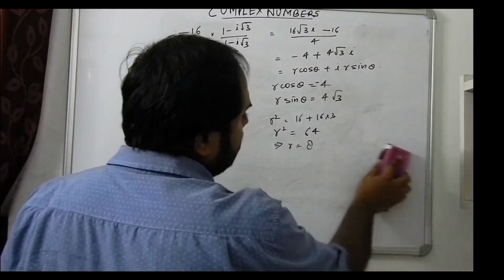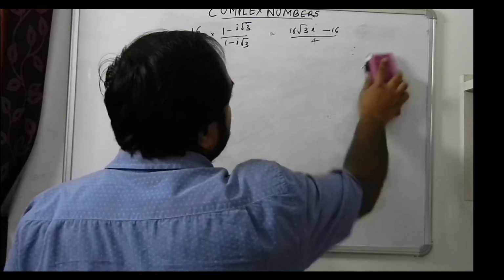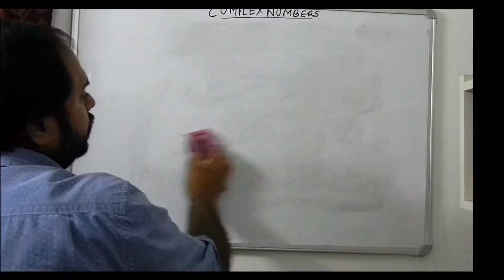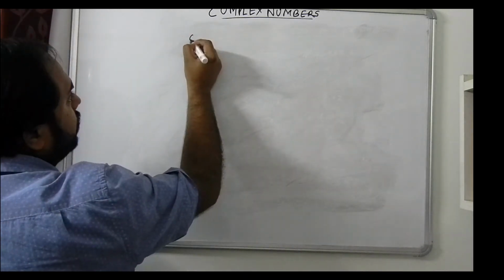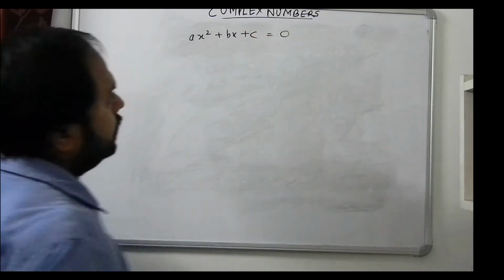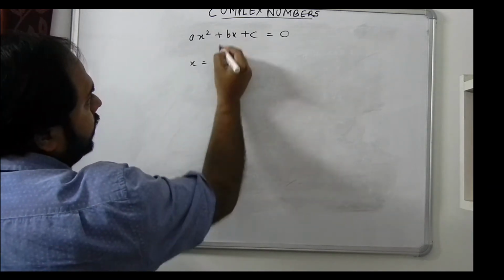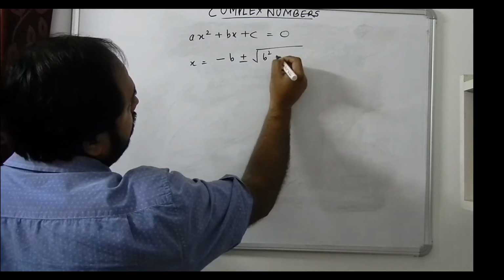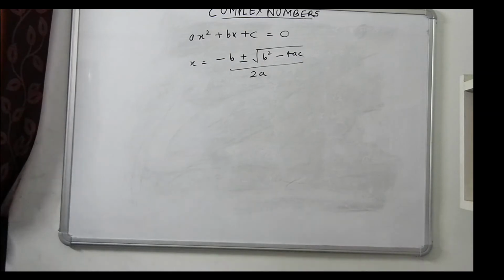Now these complex numbers, where do they arise? One way of finding complex numbers is when we are solving quadratic equations, right? Whenever we are finding the roots of a quadratic equation, we know the Sridharacharya method: ax square plus bx plus c is equal to 0. And I know that the answer for this is x is equal to minus b plus minus under root of b square minus 4ac upon 2a.